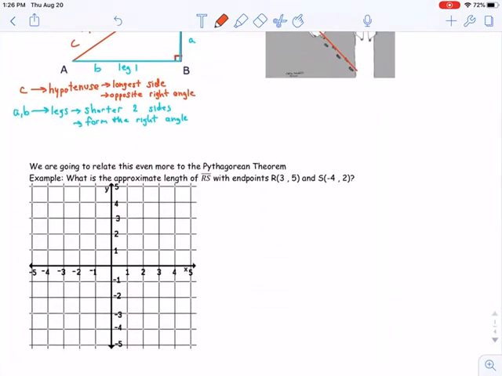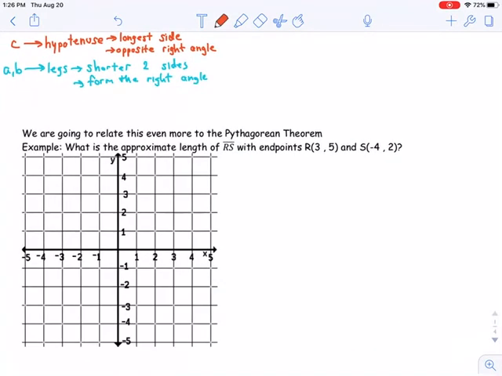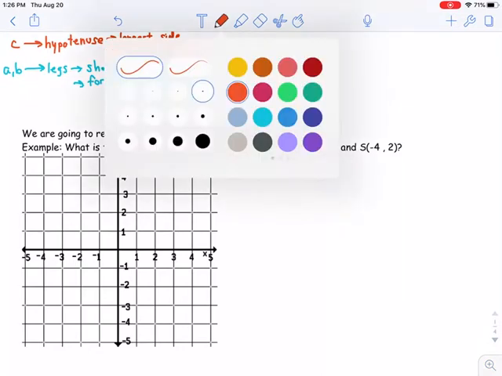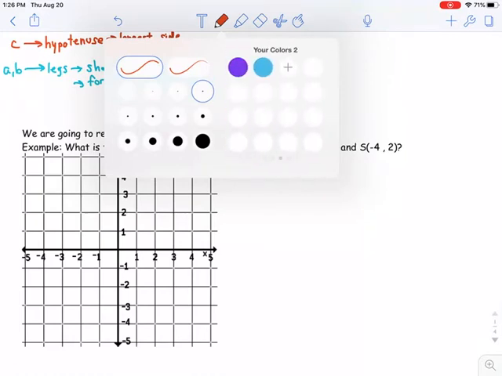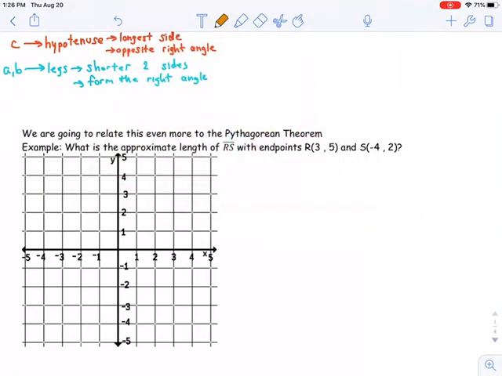So we're going to do similar problems to yesterday, but we're going to take a massive shortcut. We're going to use the Pythagorean theorem shortcut to find the approximate length of RS. We didn't practice this yesterday, but I'm going to force you guys to practice today. What's a good color? Dandelion yellow. R, so it's 3, 5, so right 3, up 5.